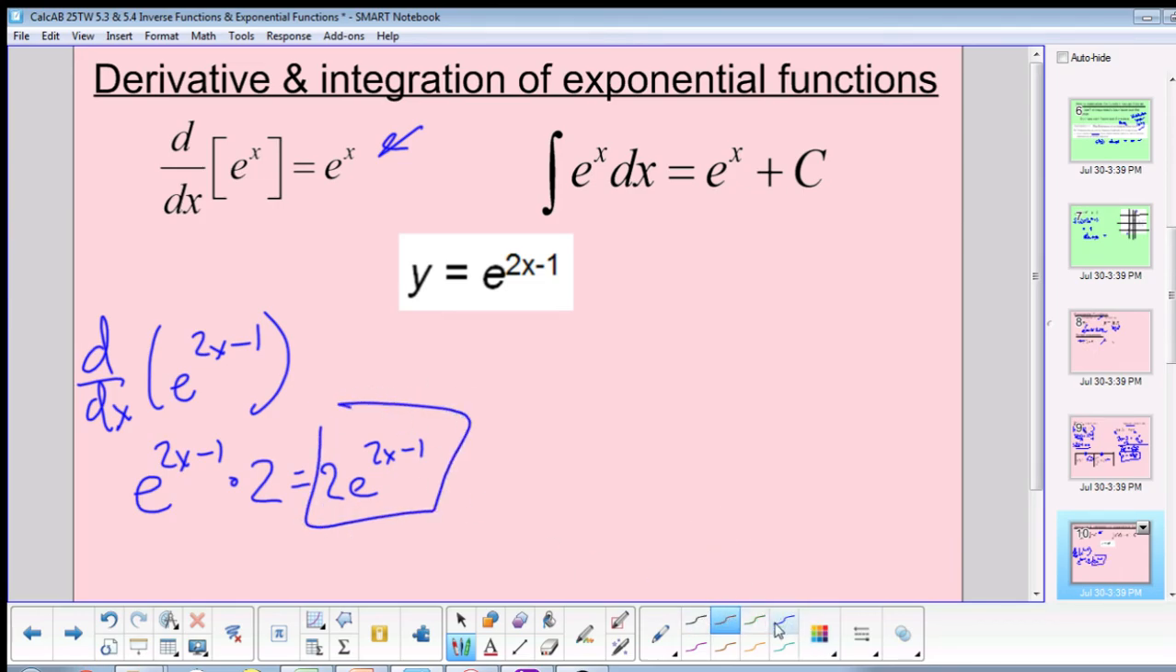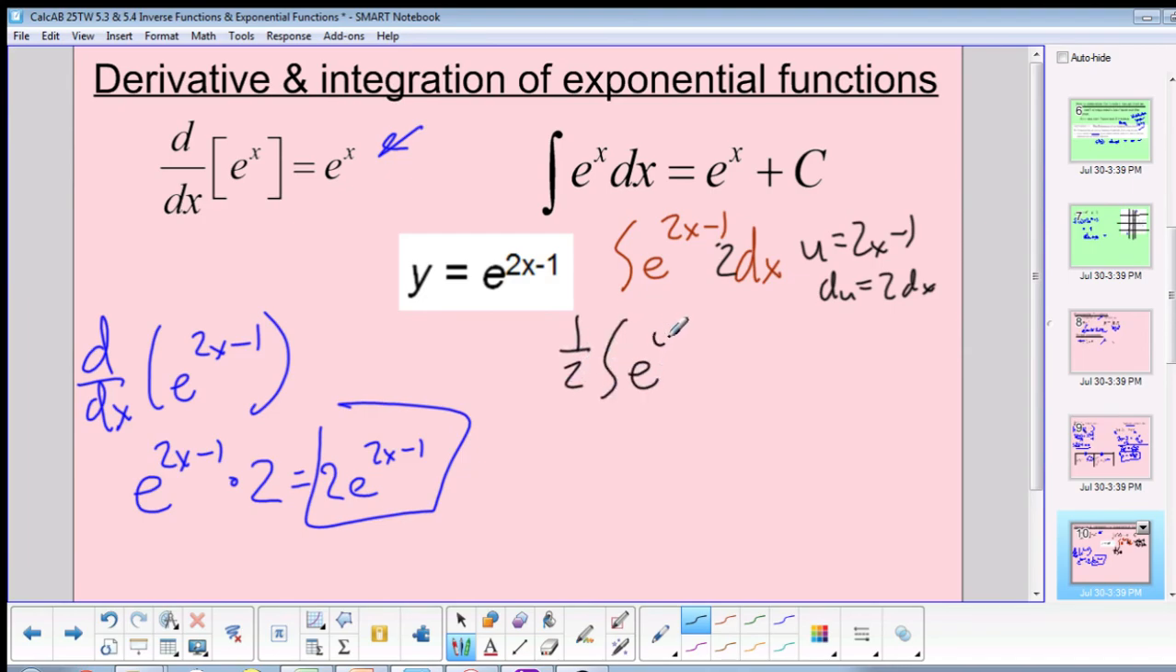On the other side, I want to integrate e to the 2x minus 1 dx. I'm going to use u substitution in this case. And u is going to be 2x minus 1, du would be 2 dx. So I don't have a 2. I got to create a 2 in here. That means I have to put a 1/2 on the outside. So it'll be 1/2 times e to the u du. That's u. And if you integrate that, it'll be 1/2 times e to the u plus c. But I got to substitute in. I get 1/2 e to the 2x minus 1 plus c.